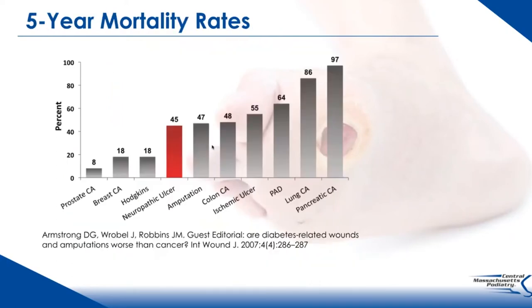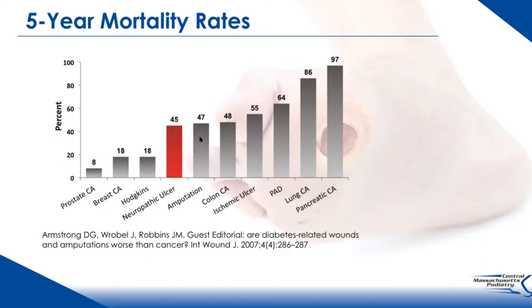And this is the one thing that shocks people. We always know about the mortality rates of different types of cancers, like breast cancer, Hodgkin's cancer, colon cancer, ischemic or PAD, other types of cancers. So having an ulcer, the five-year mortality, meaning you're going to die within 5 years, is about the same as having an amputation or having colon cancer. So there's a big mortality rate with an ulcer. That's why we're trying to avoid these, okay? And an ulcer is the same mortality as an amputation.